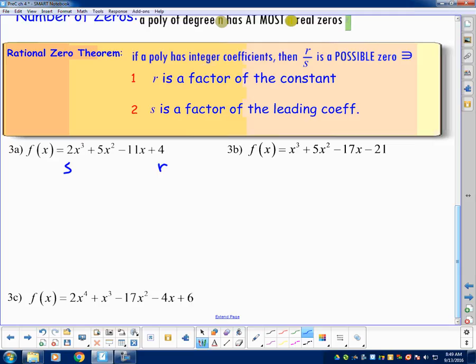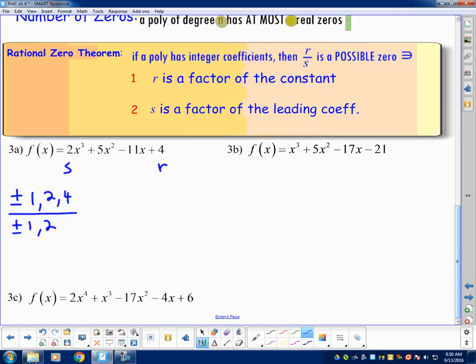Okay, so what we're going to do is create just a little ratio of all the factors of R over S. So what are all the factors of 4? Plus or minus 1, 2, and 4. And then all the factors of 2 are plus or minus 1 and 2. So what does that mean are the possibilities? Now, this is really powerful.